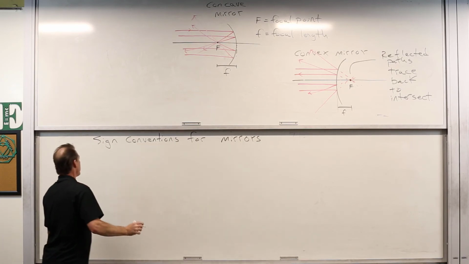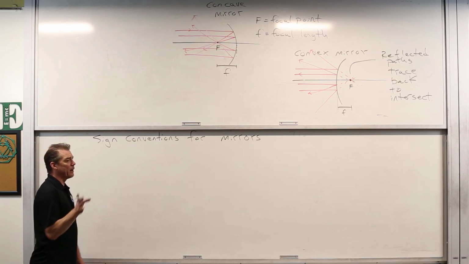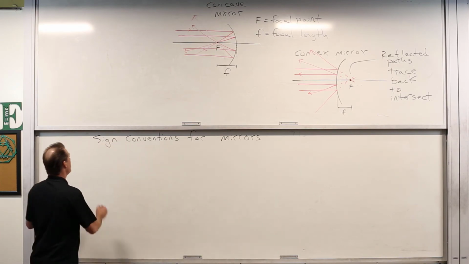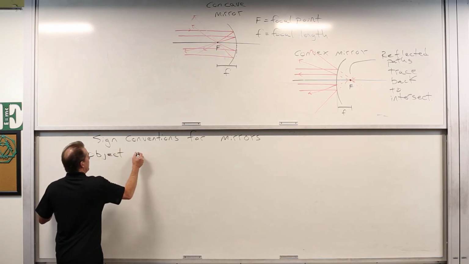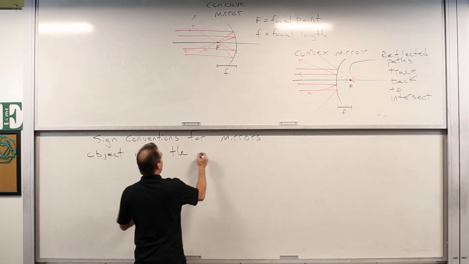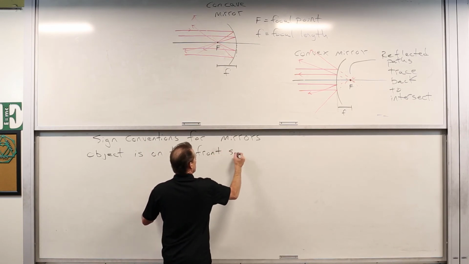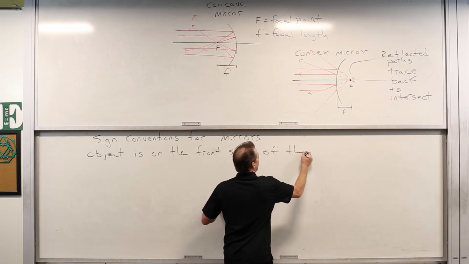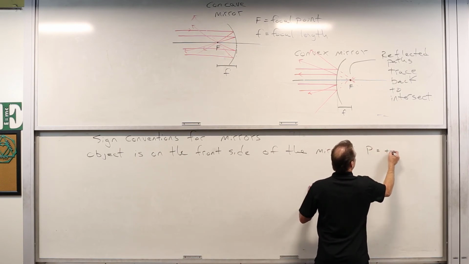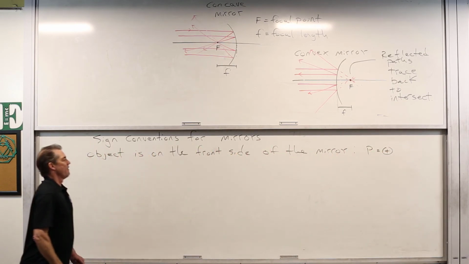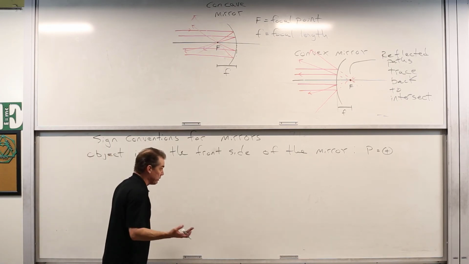Sign conventions for mirrors. We're only going to be looking at single interactions for now. With single interactions, the object distance is always considered positive, because the object is on the front side of the mirror. p is equal to a positive quantity. If the object is on the back side, it's negative, but for a single interaction that doesn't make any sense. The front side is the mirrored side.